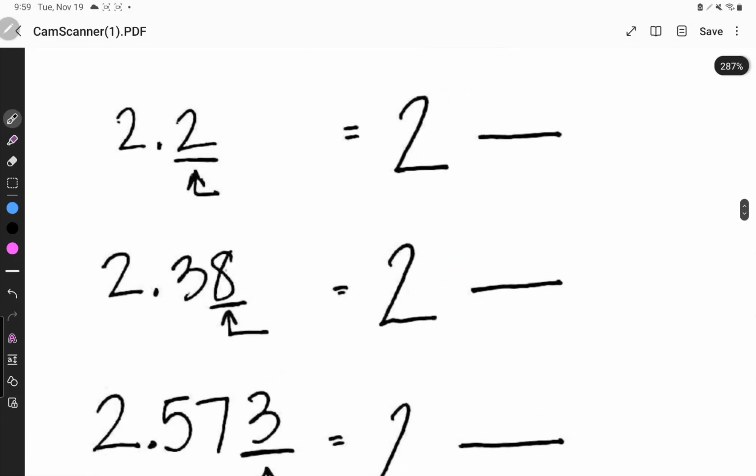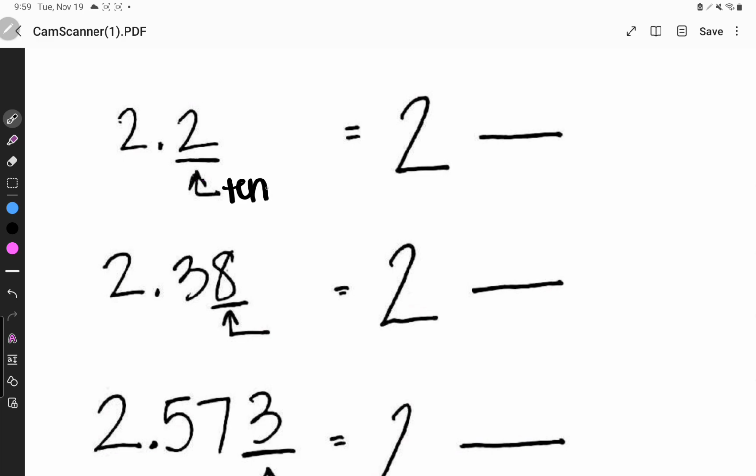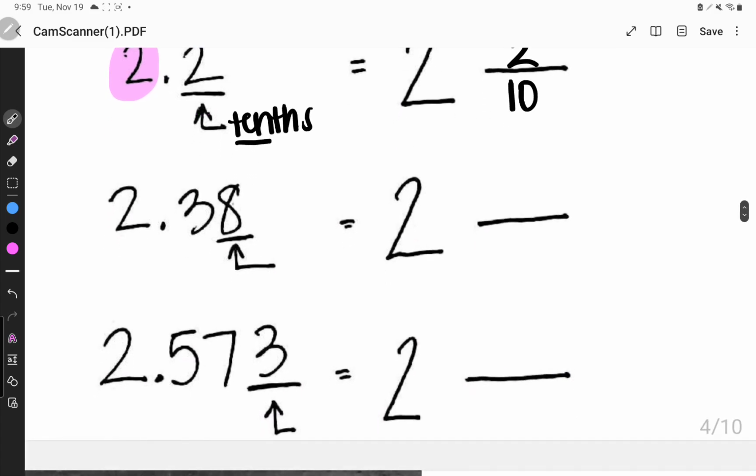The last thing we have is talking about how to turn a decimal into a fraction. So the way that we do this is we look at the place value. So you start with 2.2. Well, that's actually 2 and 2/10. So I would keep my big number of 2, and then I would put 2 over 10. On the next one, you have 2.38, which is the same thing as 2 and 38/100.